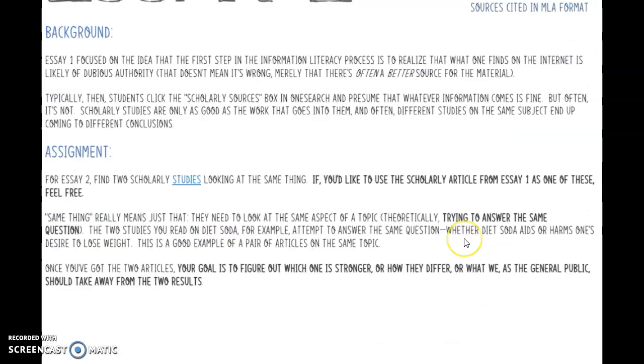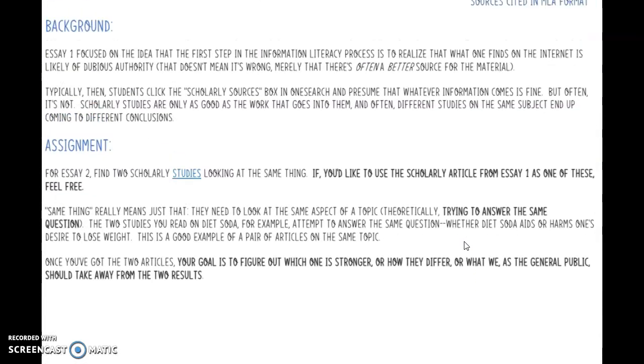So, for Essay 2, what I want you to do is find 2 scholarly studies that look at the same thing. If you'd like to use the scholarly article that you used in Essay 1 as one of those, you may. If you want to swap topics altogether, that is also fine. Now, same thing really means just that. You can't just look at 2 scholarly studies about cancer. That is way too diverse. They really need to look at the same aspect of a topic and really try to answer the same question.